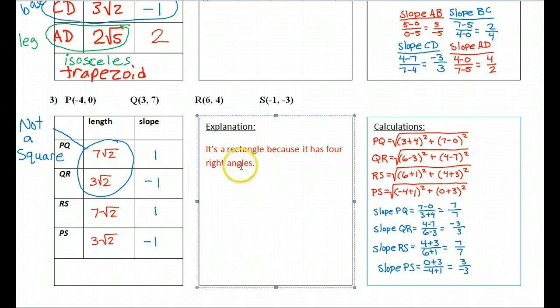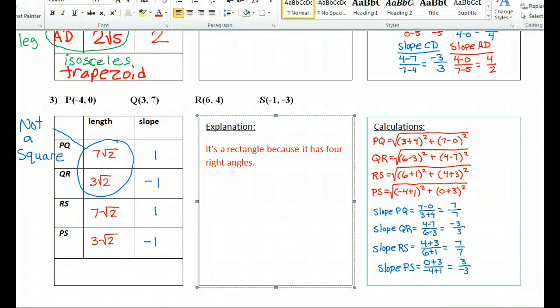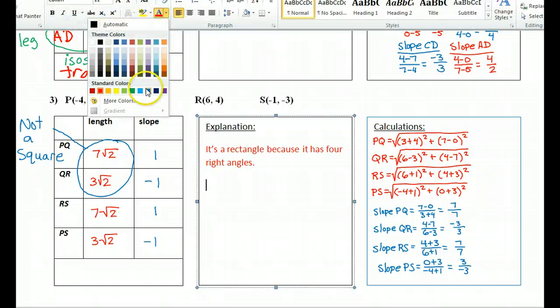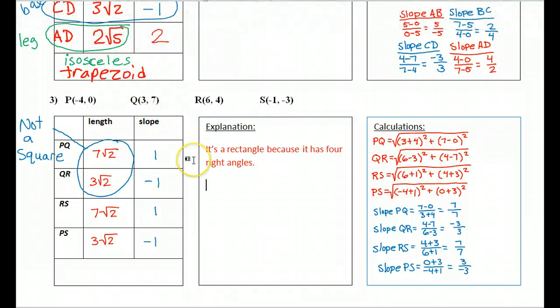But if you don't like that, and some students don't, you can just put it into words and make a second sentence and say it's not a square because it does not have 4 congruent sides.